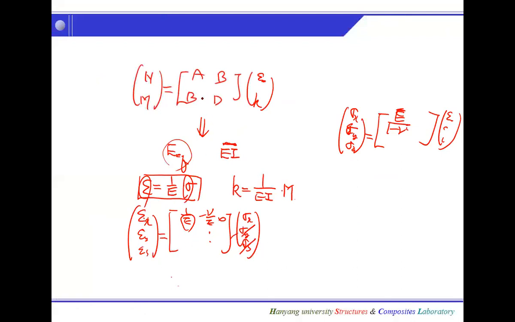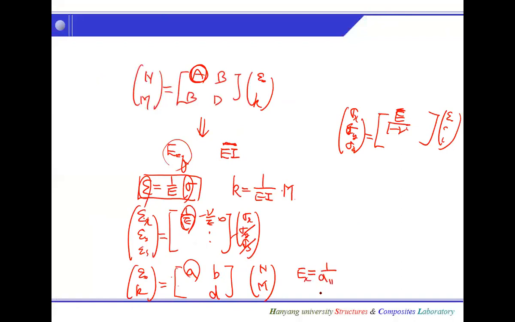So to do this, we take this ABD matrix. We need to invert it, relating epsilon zero and curvature to N and M. We invert the ABD, and then you get one component and then invert it. I will call the inverse of this the small a, small b, small d matrix. And then E is simply this one: E x will be 1 over a, 1, 1, and the equivalent EI will be 1 over d, 1, 1.